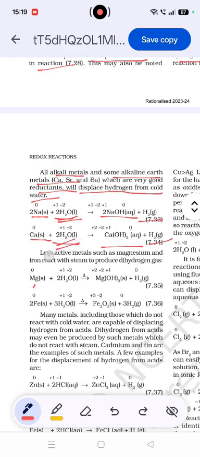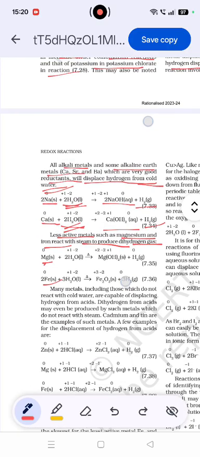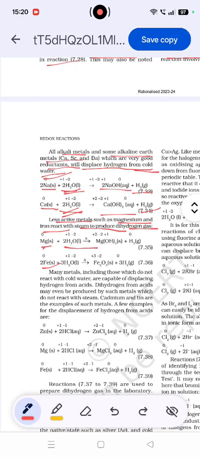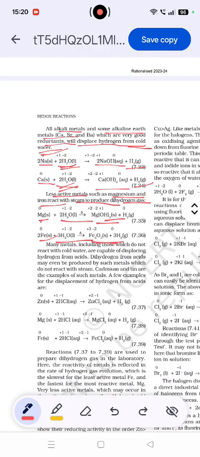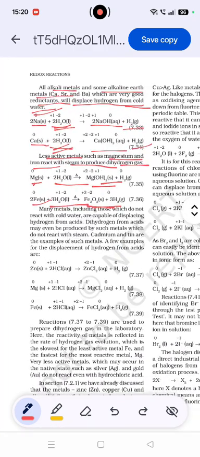Next, less active metals such as magnesium and iron react with steam. More reactive metals will react with cold water, but magnesium and iron react with steam to produce dihydrogen gas. So Mg plus H2O and Fe plus H2O will give magnesium hydroxide in the case of magnesium and iron oxide in the case of iron, and hydrogen is released.